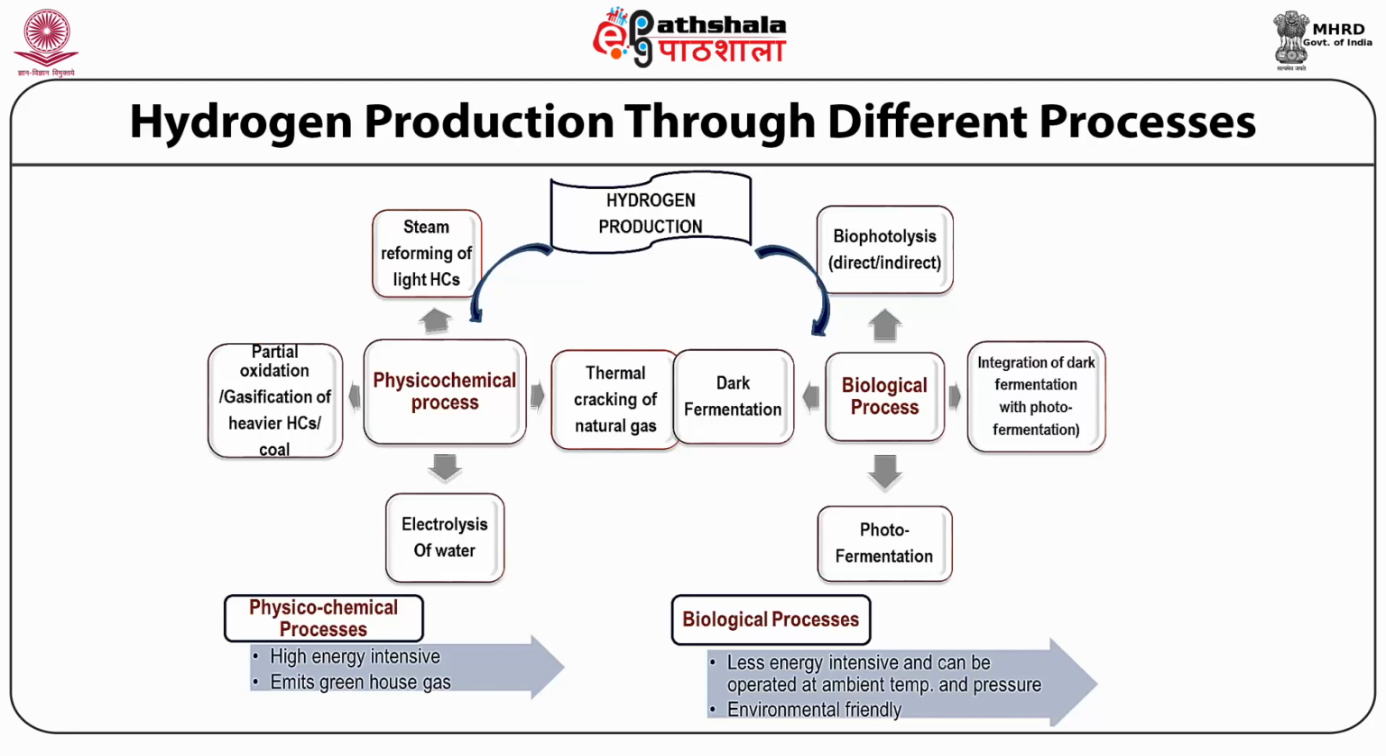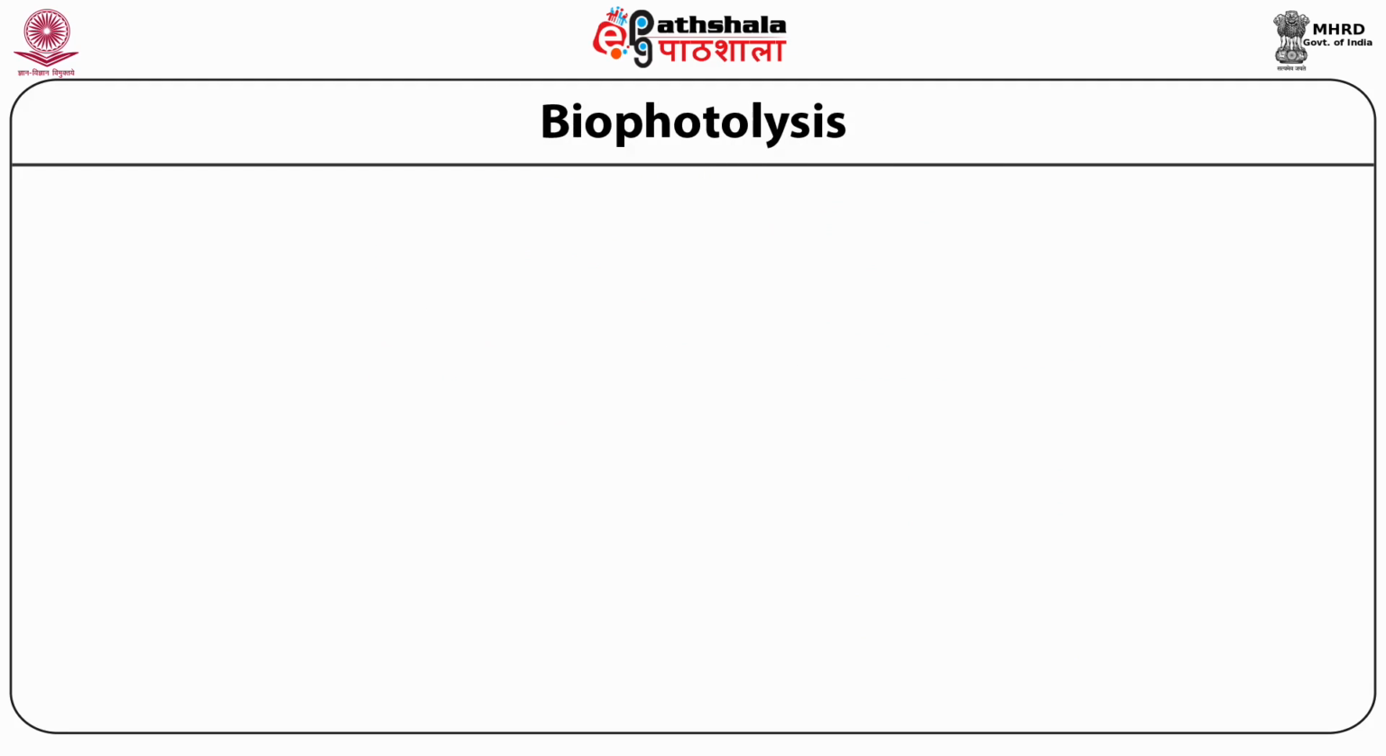Hence, these processes are considered environmentally friendly. So we will learn in detail about different biological processes for hydrogen production, the pathways associated with the production of hydrogen, and the type of microbes that have potential for production of hydrogen. Biophotolysis is one of the processes.